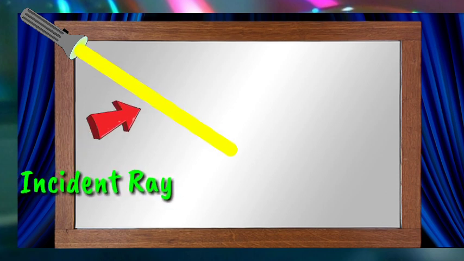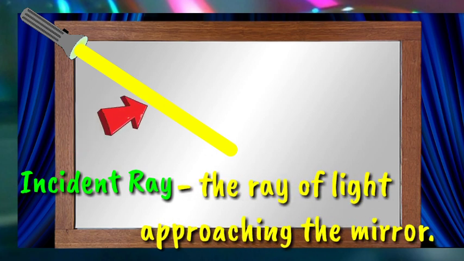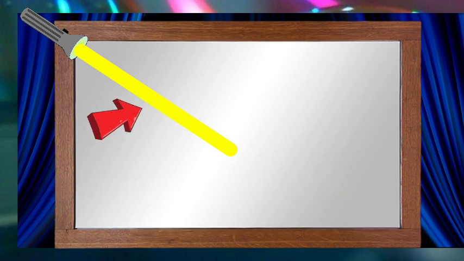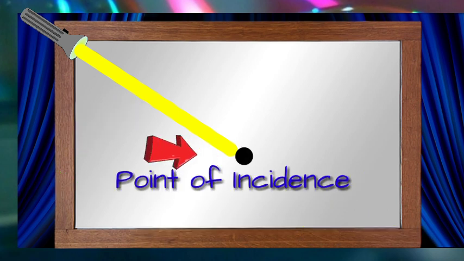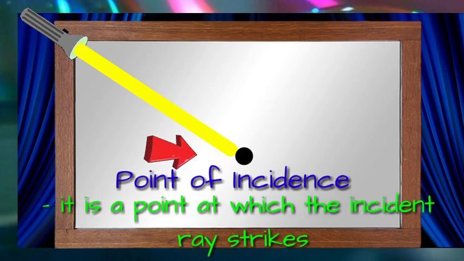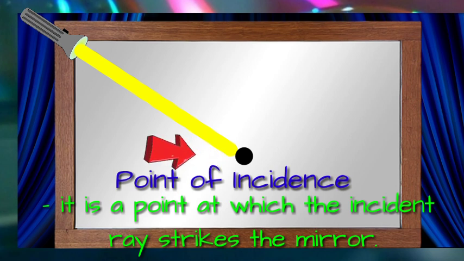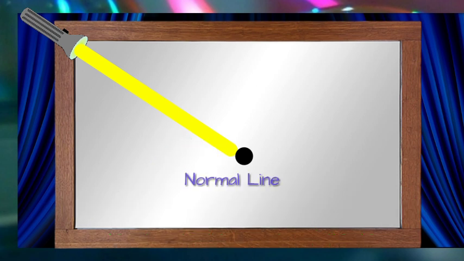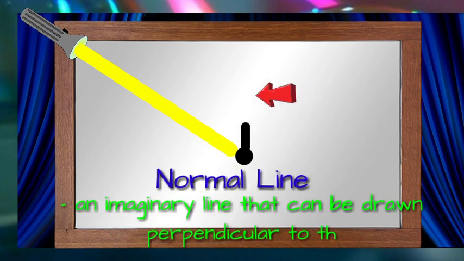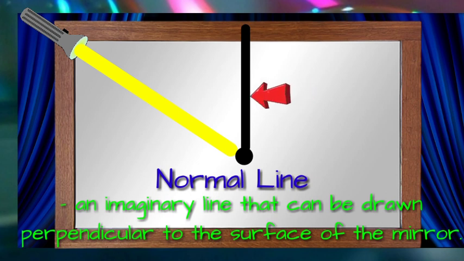Incident ray: the ray of light approaching the mirror, represented by an arrow approaching an optical element like mirrors. Point of incidence: the point at which the incident ray strikes the mirror. Normal line: an imaginary line that can be drawn perpendicular to the surface of the mirror at the point of incidence where the ray strikes the mirror.